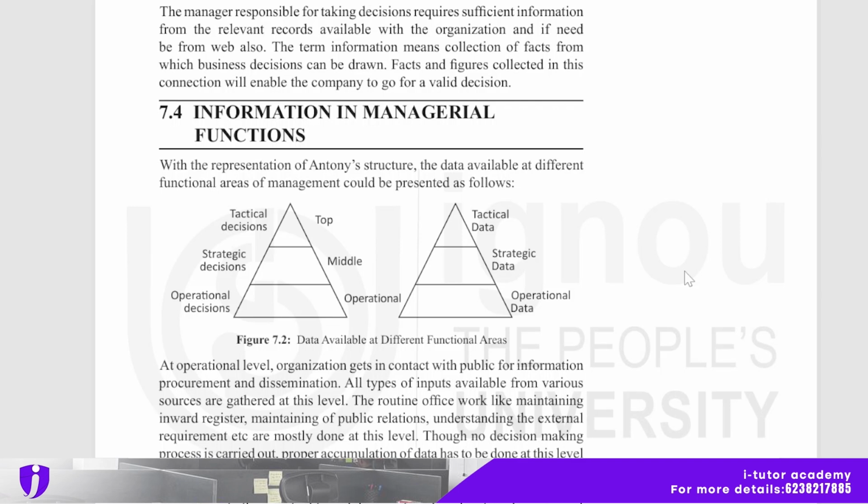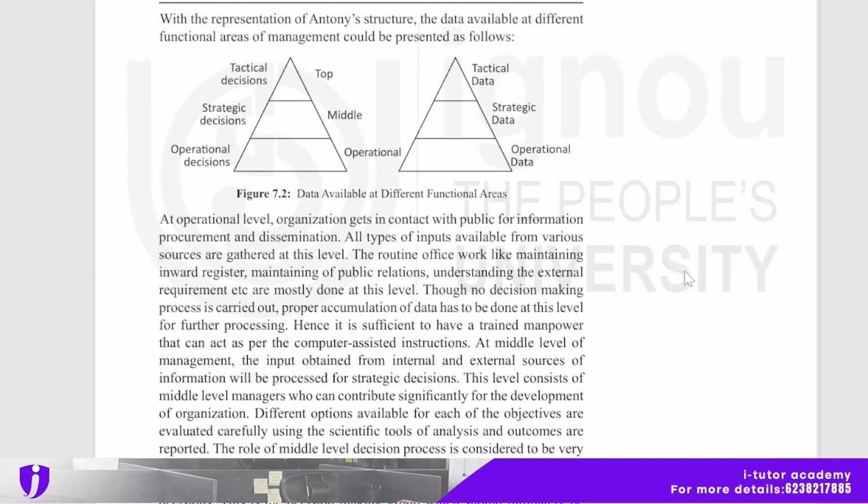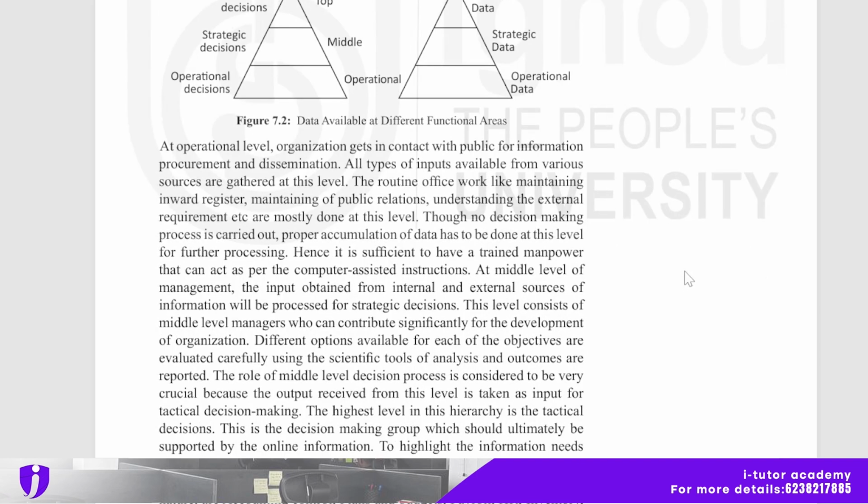Data available in different functional areas are operational data, strategic data, tactical data, with operational decision, strategic decision, and tactical decision, like that. So there is the operational level, middle level, and top level. At the operational level, the organization gets in contact with the public for information procurement and dissemination. All types of input available from various sources are gathered at this level. Routine office work like maintaining the inward register, maintaining public relations, understanding external requirements, etc. are mostly done at this level.